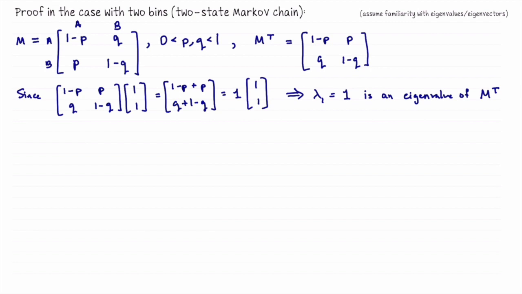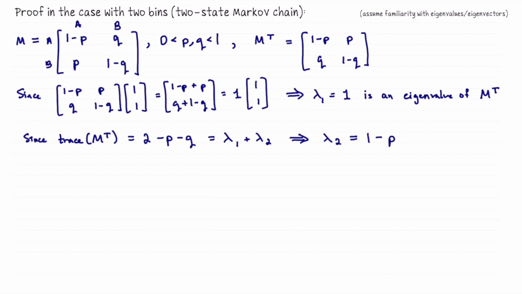With a 2 by 2 matrix, it's really quick to get the other eigenvalue. The trace of any matrix is the sum of its eigenvalues. So since the trace of M transpose is 2 minus P minus Q, that's the sum of the diagonal entries. And then that's also going to be lambda 1 plus lambda 2. This is just a fact about matrices. If you have a square matrix and you compute its trace, that's the sum of the associated eigenvalues. This tells us that we can solve for lambda 2. We know that lambda 1 is 1, so if I just subtract that over to the other side, I get 1 minus P minus Q.